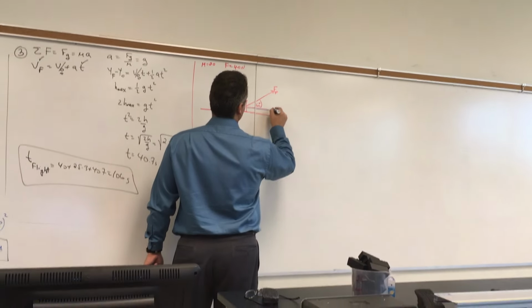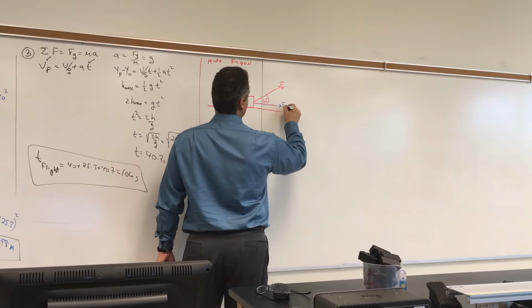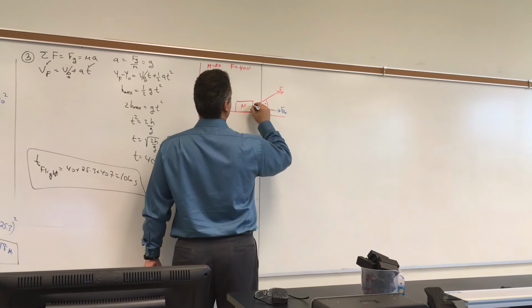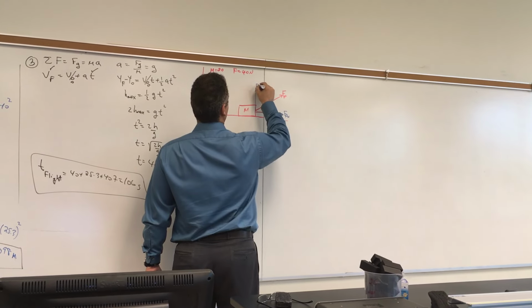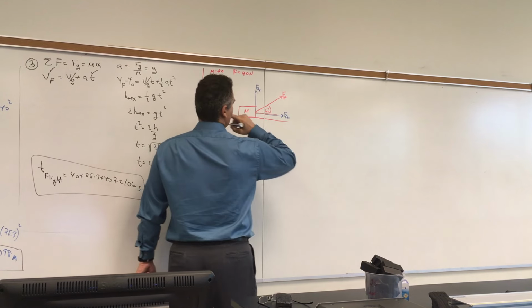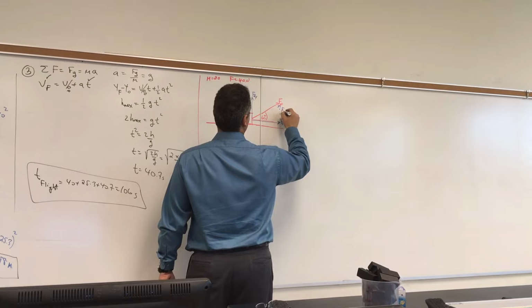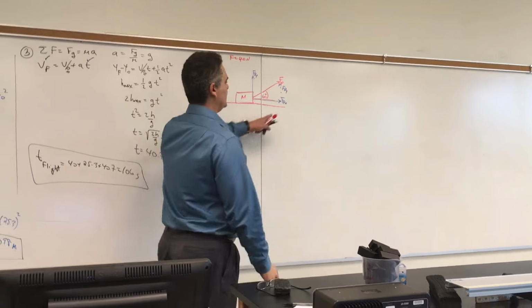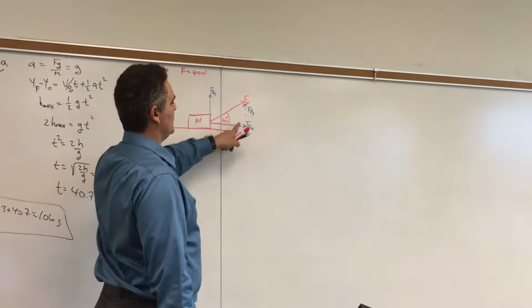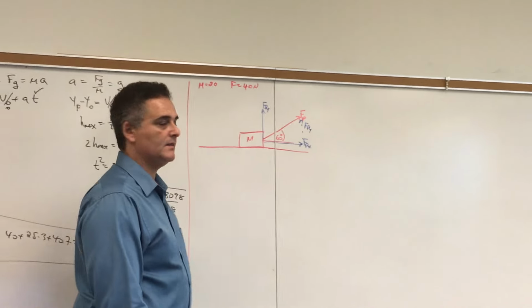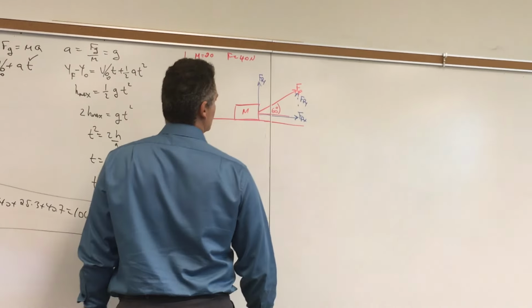So this will be my F pulling in the X direction, right? And this will be my F pulling in the Y direction. And remember, I can always redraw this like this. It's F pull Y, and that way it's really clear adjacent, opposite, right? Which one's sine, which one's cosine. Okay? So those are the forces from the pulling.